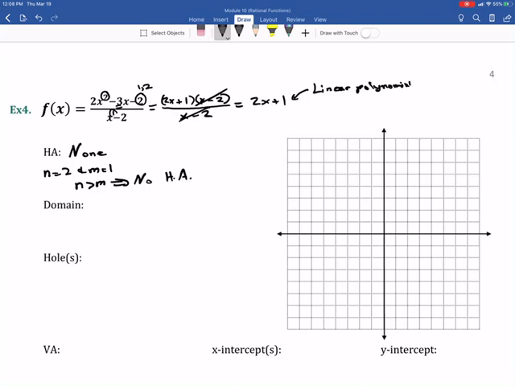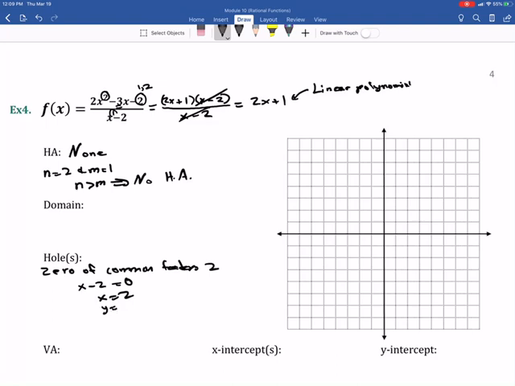With that said, we mentioned our common factor of, what? X minus 2. So with our holes, remember, where is the hole located? The zero of the common factor will be the location of the hole. So x minus 2, the common factor, equals 0, and x equals 2. So we're going to have a hole at 2 on the x-axis.